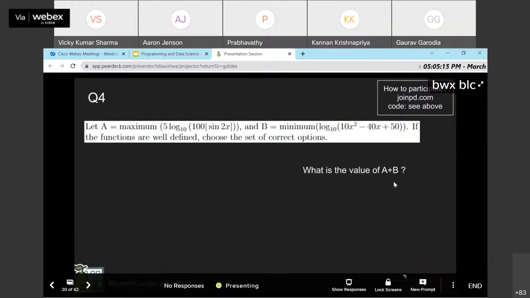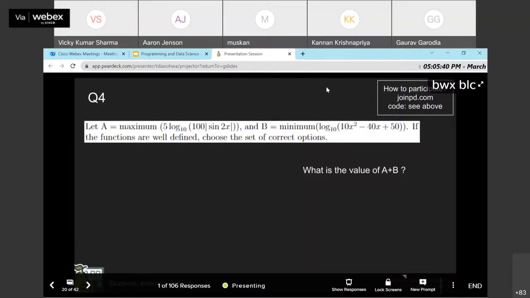So the question is, what is the value of a plus b? All you have to do is find the value of a, that is the maximum value of this expression, and b is nothing but the minimum value of this expression. Once you get this, all you have to do is sum these two and give me the value. So what is the value of a plus b? Maybe I can give you 2 minutes for solving this.